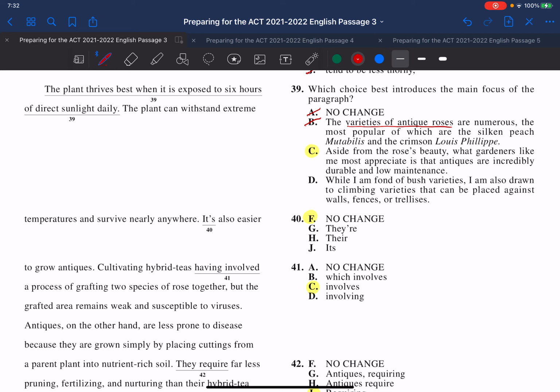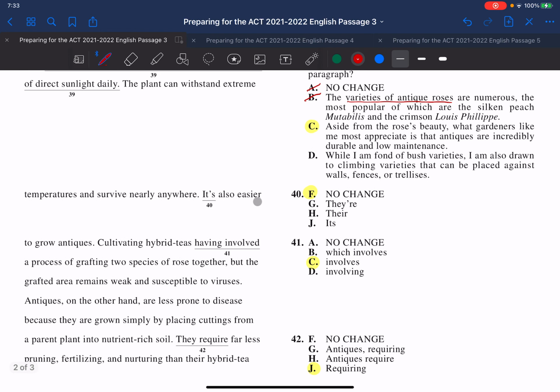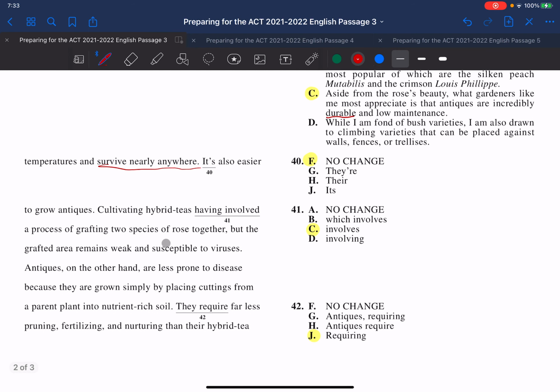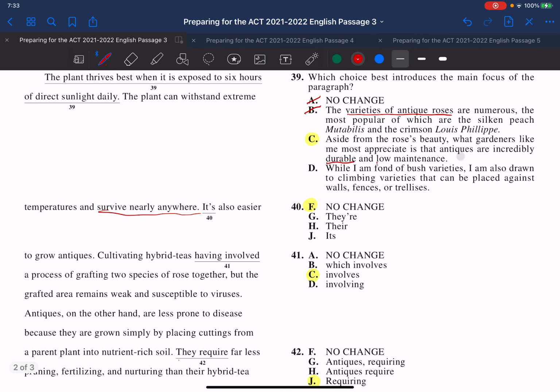Letter C, aside from the rose's beauty, what gardeners like me most appreciate is that the antiques are durable and low maintenance. Okay, so durable, that's a word. That means that it can survive nearly anywhere. That's a good word for durable. And low maintenance. Okay. Well, that's down here where it says they require far less pruning, fertilizing, and nurturing. So that's a good example of low maintenance. All right. So that's the reason why letter C is the answer.